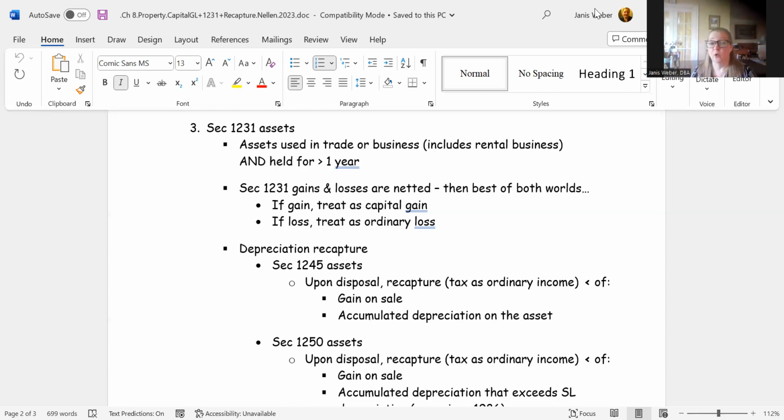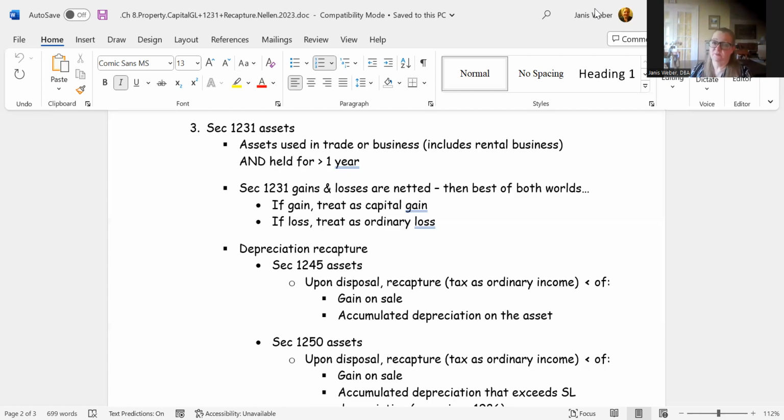So 1231 gains have a special benefit. They're netted together, gains and losses, and they get the best of both worlds. When you put them together, if you have a gain, you get to treat it as a capital gain. So that's great. If you have a loss, you get to treat it as an ordinary loss, meaning it can offset other income from other sources. And so an ordinary loss or a capital gain, that's the beauty of code section 1231 gains or losses.